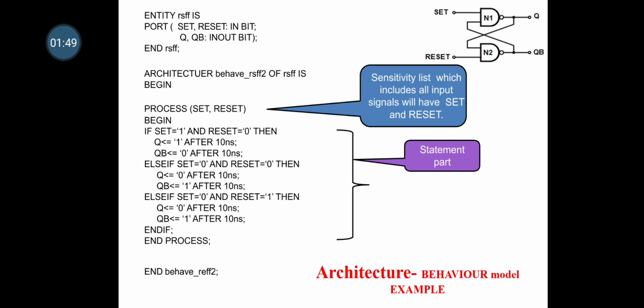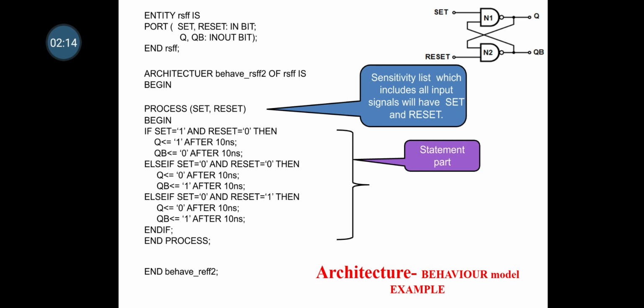After the begin word you use process, and inside the process you declare the sensitivity list. This is the list which will have all the inputs and signals. Here signals are not there, but inputs are there: set, reset. So we put set, reset inside the process brackets, then the begin word again, and we use if and elsif statements here.